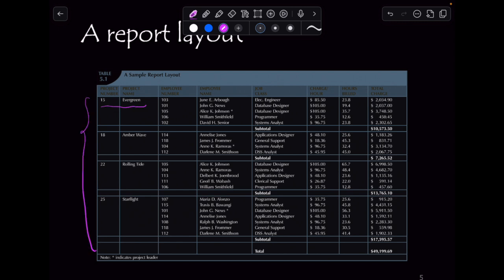In each project, Evergreen, Amber Wave, Rolling Tide, we have several employees. For each employee, we have information given here. So an employee has a name, a job specification, and there is an hourly charge. That means given 1 hour, how much we charge. And this is the hours billed. That means for a specific employee, for example, June, how many hours? 23.8 hours she's working for which project? Evergreen project. So here's the total charge. Total charge is the charge per hour multiplied by hours billed.